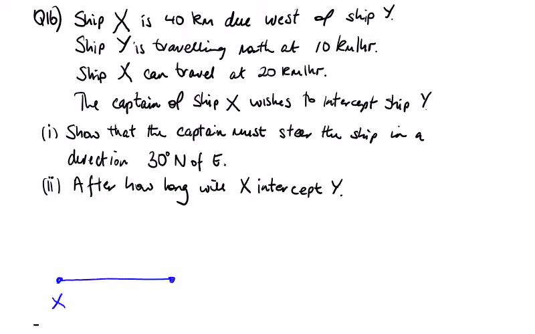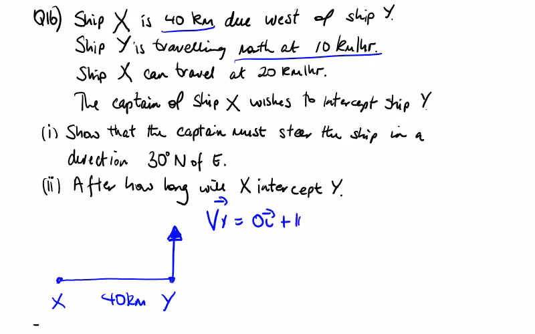X is west of Y. This is 40 kilometers. Ship Y is traveling north at 10 kilometers an hour. So he's going in this direction. So the velocity of Y is 0i plus 10j. So X is going to be traveling in this direction to try and intercept them. And the velocity of X, he can travel at 20.